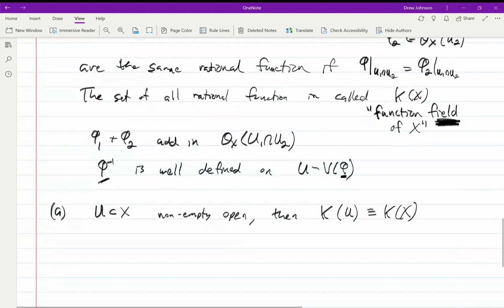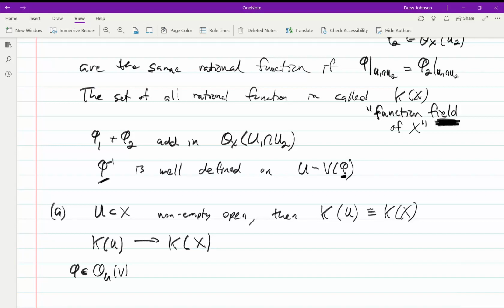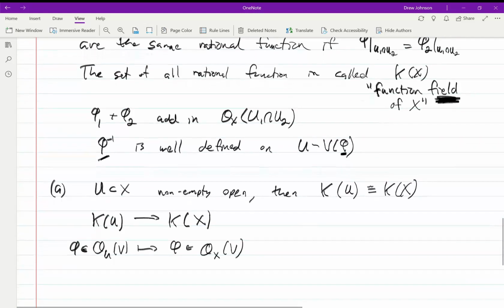Okay. How does the isomorphism work? Well, let's just think about that for a second. So how do you map K_U, the function field of U, remember, U is a variety because it's an open subset of a variety, to the function field of X? Well, if you have a phi in O_U of V, where V here is an open subset of U, well then V is also an open subset of X. So we just map it to exactly the same function, now considered as being in the structure sheaf of X, right? And how does the inverse look?